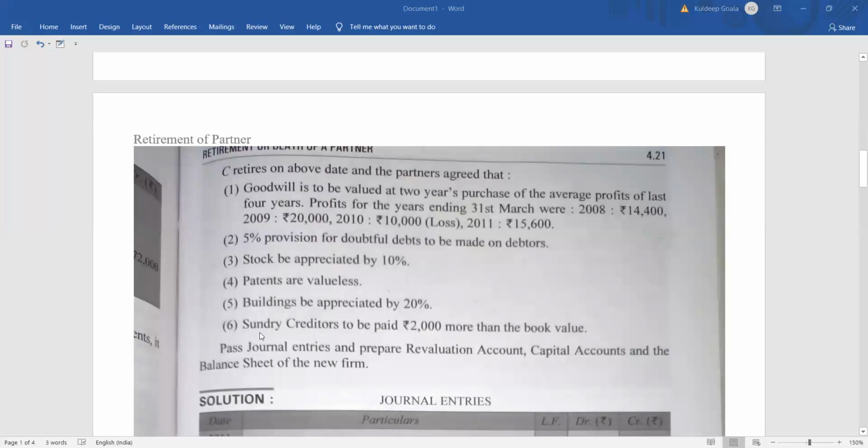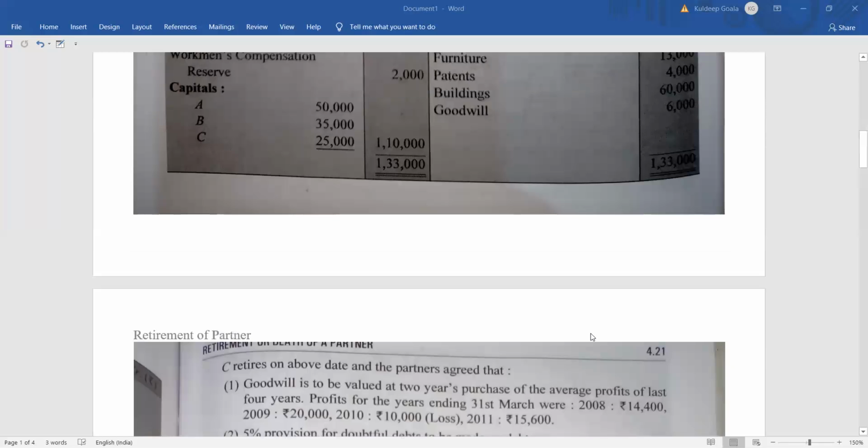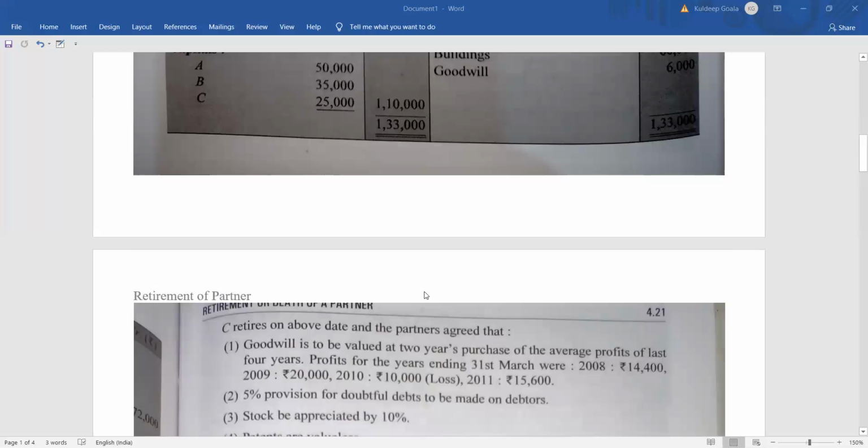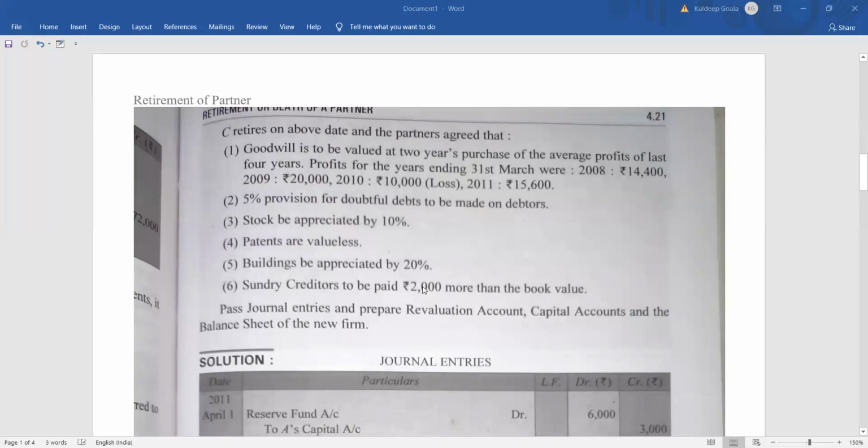So then again, sundry creditor to be paid 2,000 more than the book value. Okay, what is the creditor value? It is 10,000. We have to pay 2,000 extra. So 2,000 is our new loss. So it will again come on the revaluation debit side, isn't it? So revaluation debit side will come. So I hope that all the adjustments are clear.